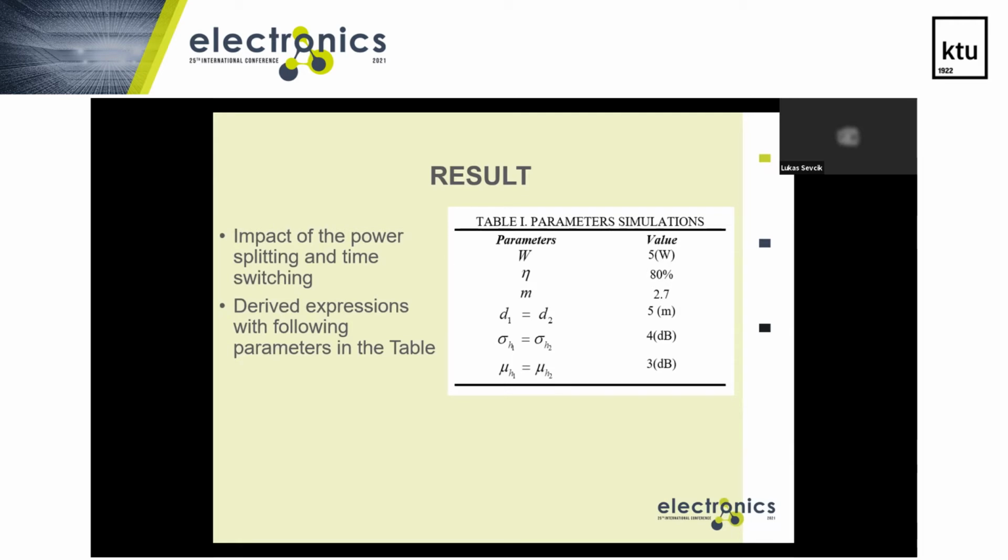Now I would like to tell you something about the results. We study how power splitting and time switching factors of the GTAPS protocol affect the system performance of NOMA technologies. We used log normal fading channels. Here are the parameters for our model, where W means bandwidth, eta means energy efficiency, M means path loss, D is distance.